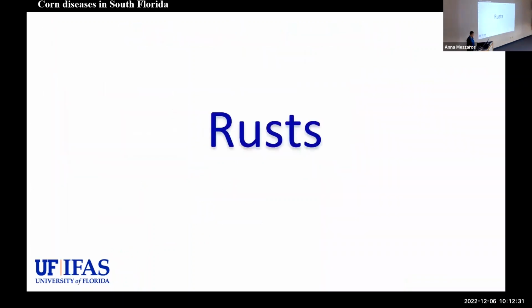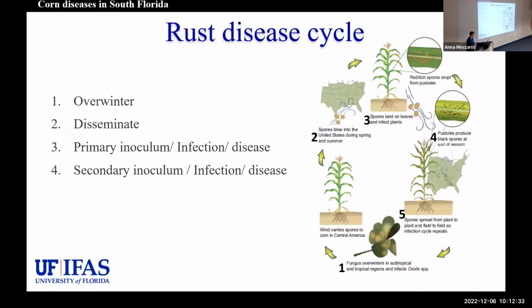Now I'm going to talk a little bit about the rusts, and I actually put the disease cycle here again, because this pathogen is interesting because it needs the host to be alive. So the pathogen also can be alive and can multiply and then produce more spores and infect other plants. Now, if you think about the summer, we don't see corn plants here, right? So you think, okay, if we don't have corn plants, this pathogen cannot survive. So where is it coming from when we start the season again?